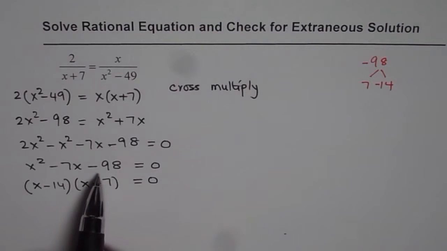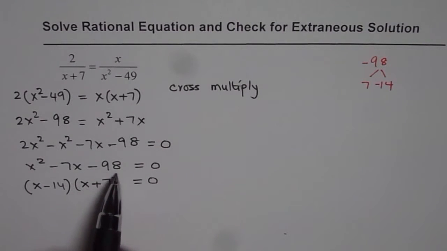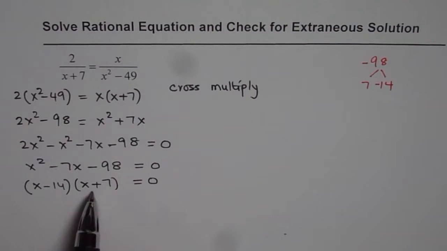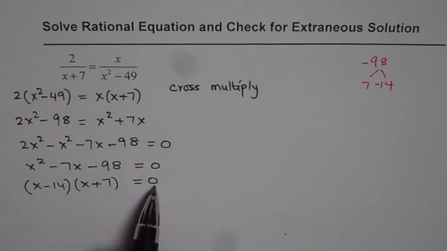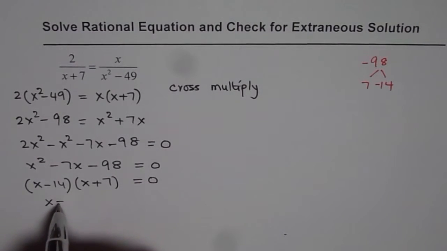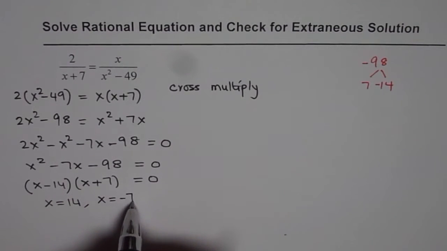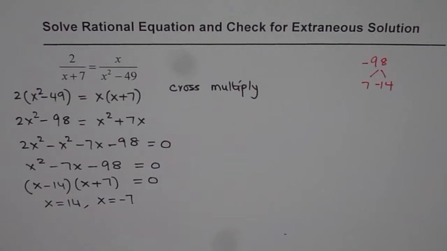You could also solve this quadratic equation using the quadratic formula. Now we have a product of factors which should result in 0, so we have two solutions here. One solution is x equals 14. The other one is x equals minus 7. Now in rational equations, whenever we solve, it is a practice to check the solutions. So now let us check whether these are valid solutions or not.